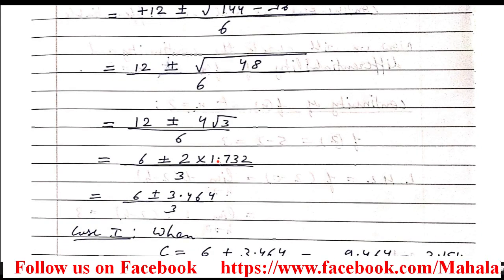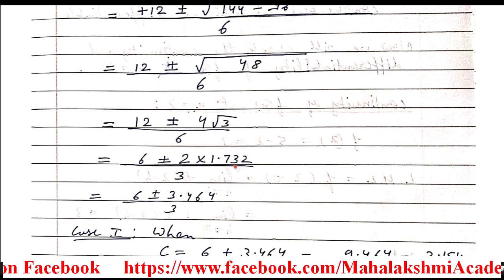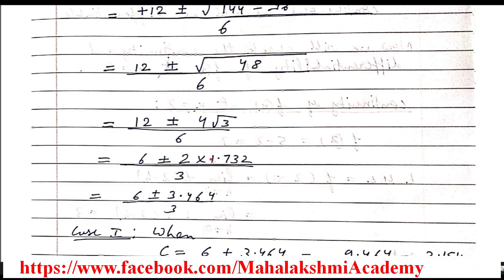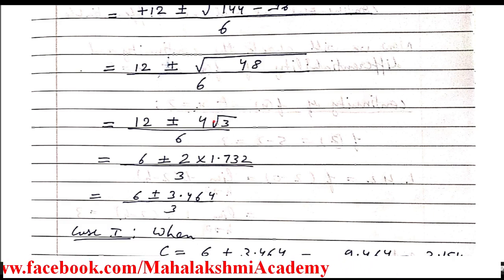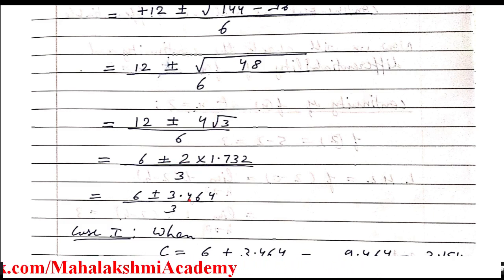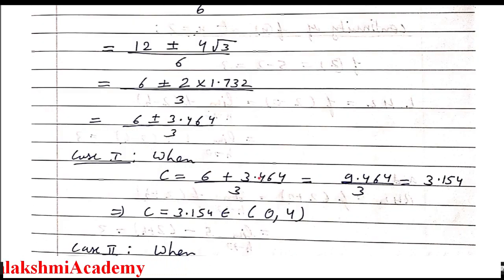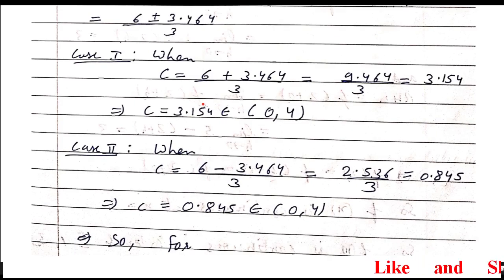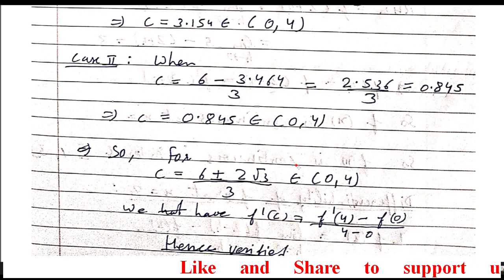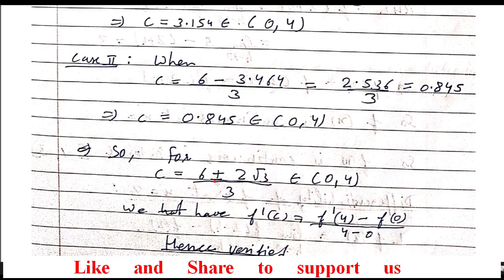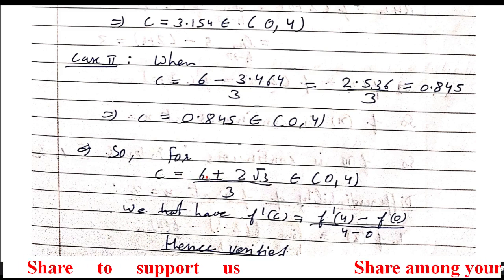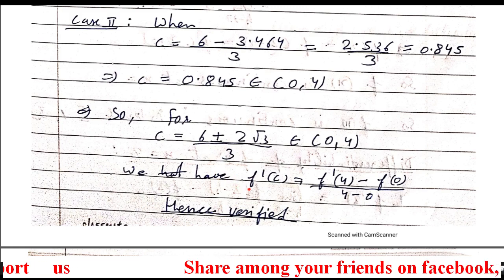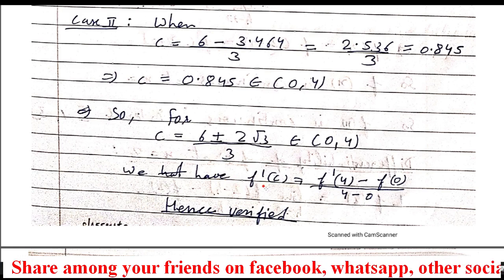Now root 3 value I replaced by 1.732 because I want to check which value of c belongs in the open interval. For that I need the exact answer. That's why I replaced the root 3 value. I multiplied by 2, first I did the addition and then divided by 3. That gave me 3.154, and I checked whether it belongs in the open interval. So it belongs, of course. Then I took the minus sign in the middle and subtracted, and that also belongs in the open interval. So the conclusion is that for both plus and minus values of c, the function satisfies this condition. So Lagrange's mean value theorem is satisfied.